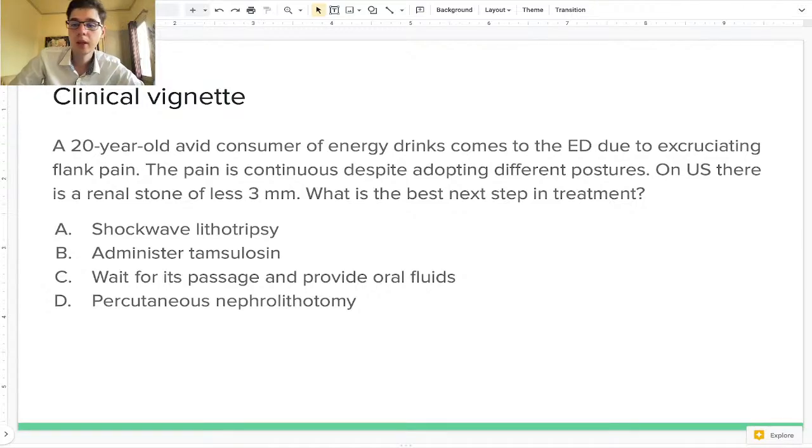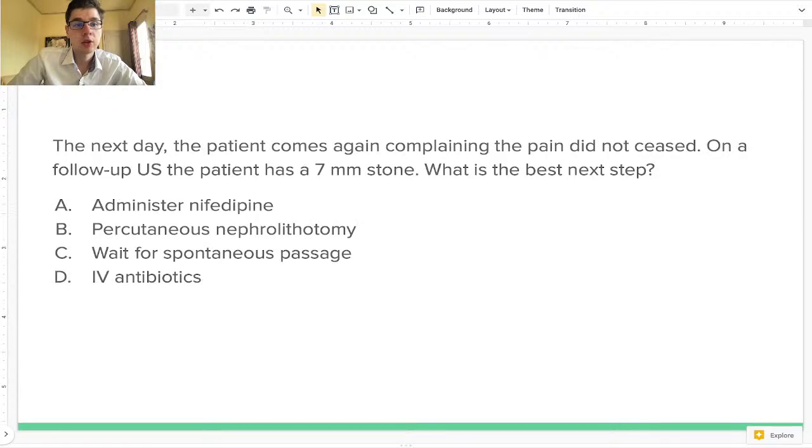Okay, let's pursue further and talk about the next day. The patient comes again complaining that pain did not cease. On a follow-up ultrasound, the patient has a 7 mm stone now. What is the best next step? A. Administer nifedipine. B. Percutaneous nephrolithotomy. C. Wait for spontaneous passage. Or D. IV antibiotics. Let me know your answer and your argumentation in the chat box.